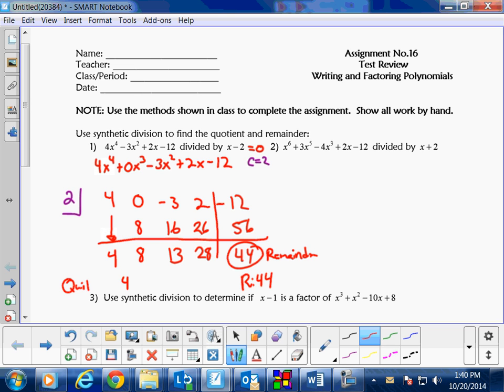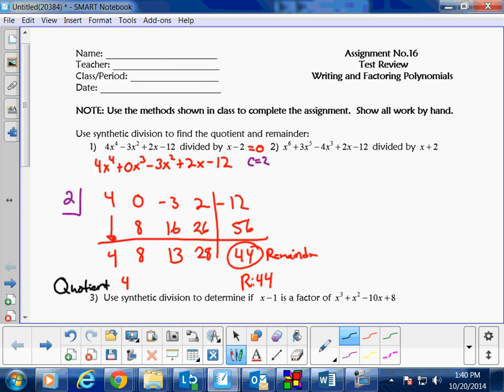Quotient. Let me make sure I spell that right. I actually started spelling it wrong. Let me erase that so I can make sure that I am grammatically correct here. Let me change the actual color there. Quotient.